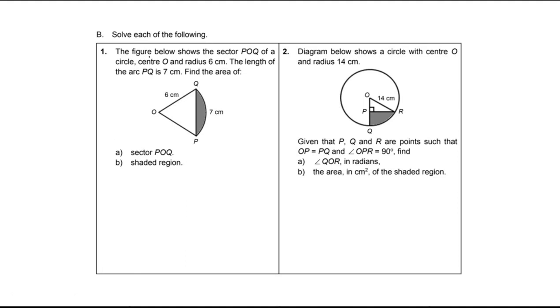From part B, solve each of the following. The figure below shows the sector POQ of a circle. So POQ, center O, radius 6 cm. The length of the arc PQ is 7 cm. Find the area of sector POQ.